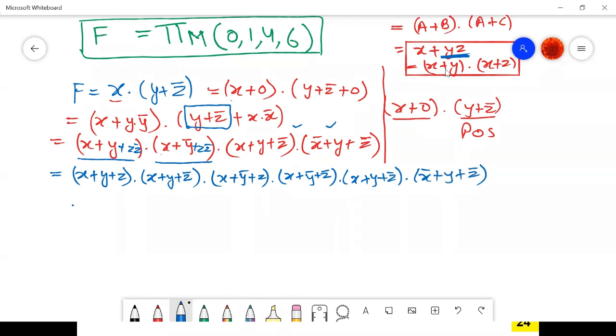What is the next step, girls? Now we can see all the sum terms have all the literals represented. What is the next step here? Duplicated. Very good. We have to remove the duplicated terms. First, we need to identify where the duplicate terms are. The second and the fifth one. Clear? These two only, correct?